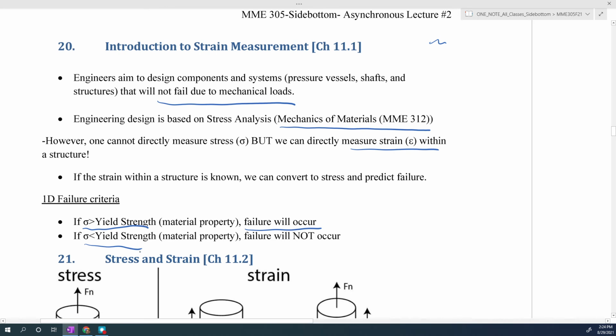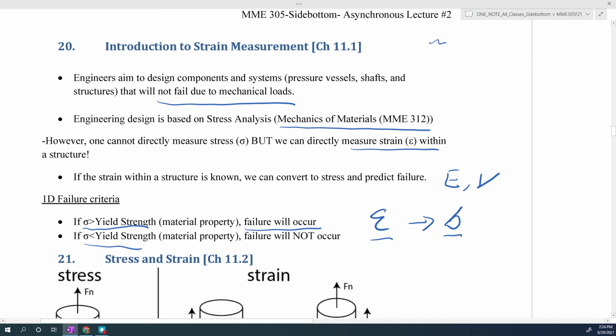So all we're interested in doing in today's lectures is determining what the strain is based off of a strain gauge measurement, and converting that to a stress, using probably the Young's modulus and the Poisson's ratio of that material.